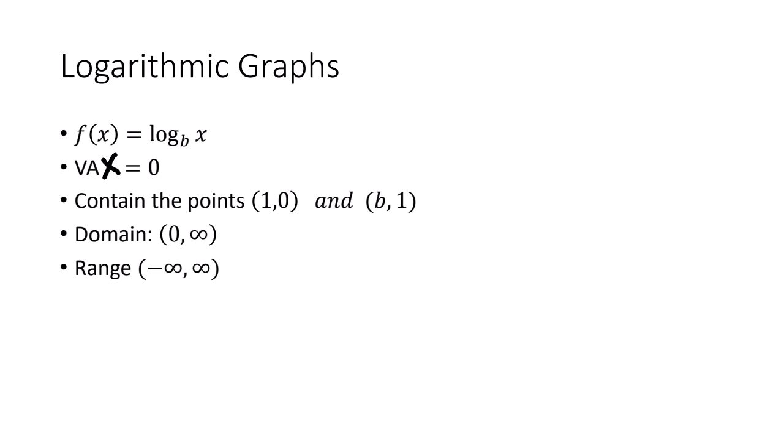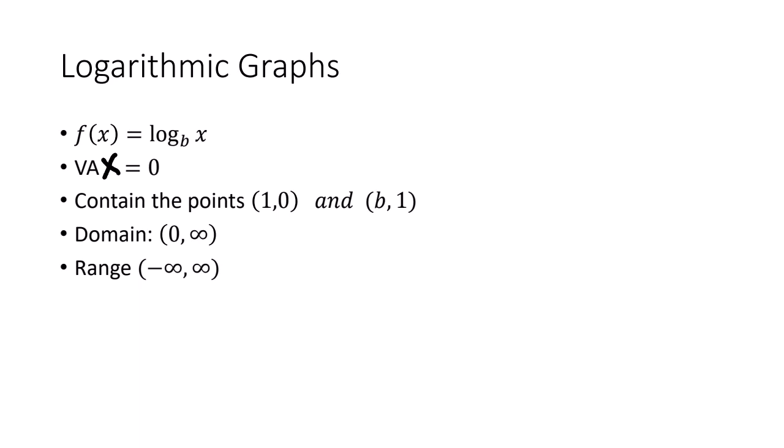The points you're going to use are (1, 0) and (b, 1). So remember, with exponents, we use (0, 1) and (1, b). We just flip them around, make them (1, 0) and (b, 1). Domain, positive, so 0 to infinity. Range is everything. Transformations will come in just like they came in when we did exponents, so that'll change it up a little, but this is where we start.